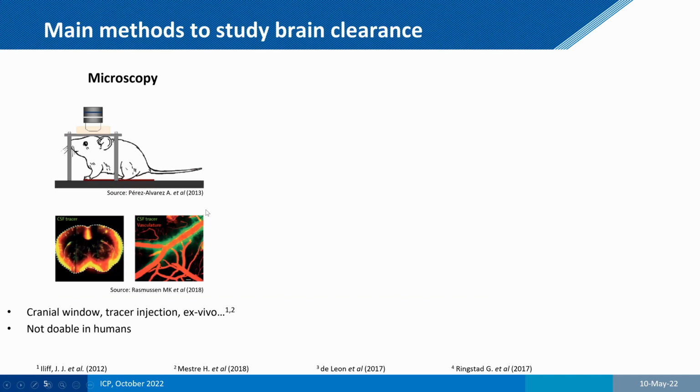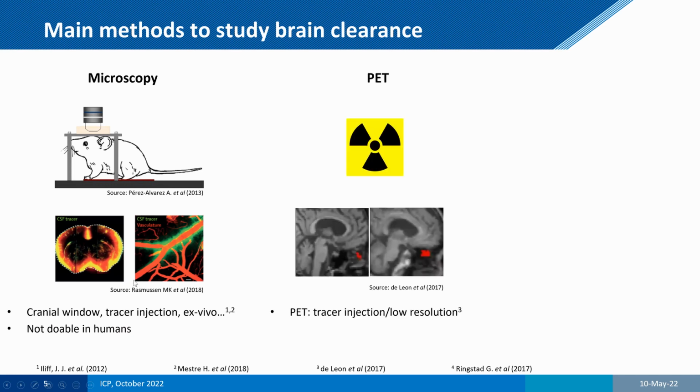Now, if you're thinking about how to study brain clearance, most of the work in the last decade has been done with two-photon microscopy, in which you can really beautifully see how all this waste is being transported across these perivascular spaces to the brain surface and subsequently out of the brain. However, this needs a cranial window, you need tracer injection, and also frequently ex vivo imaging. So certainly not doable in humans, and certainly not non-invasive.